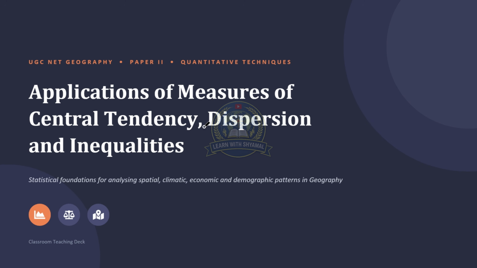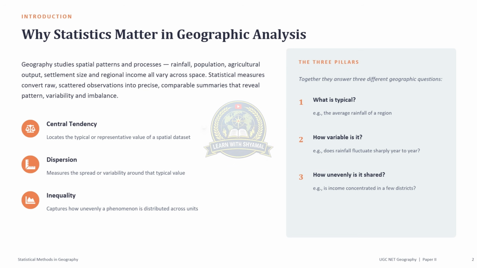Let's start the class. First of all, why do statistics matter in geographic analysis? Geography studies spatial patterns and processes. Rainfall, population, agricultural output, settlement size, and regional income all vary across space. Statistical measures convert raw and scattered observations into precise, comparable summaries that reveal pattern, variability, and imbalance.